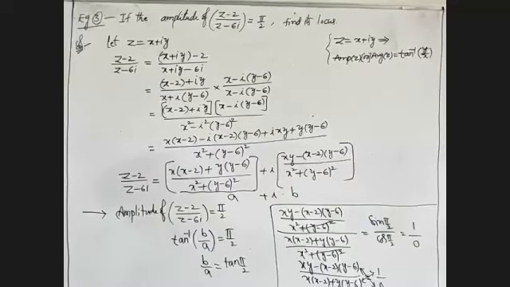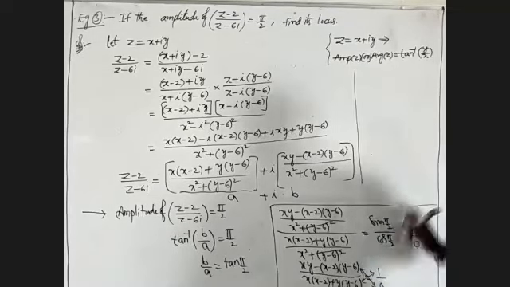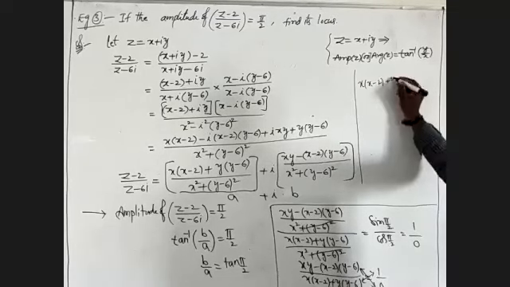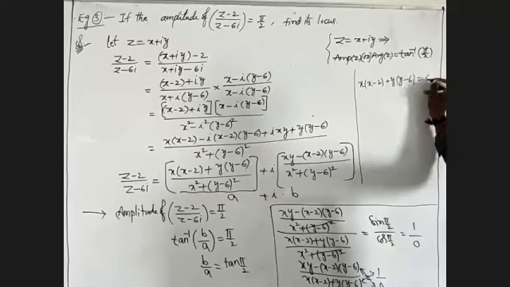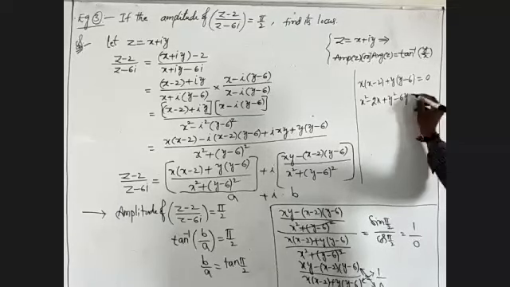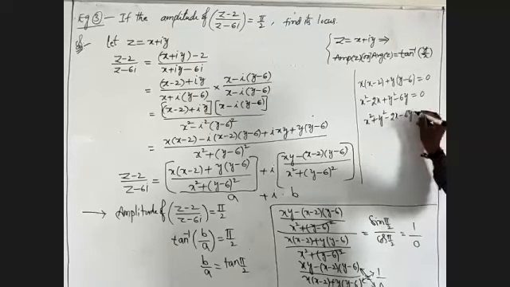We have to compare in this one. 0 into any value is 0. The remaining part I will write as x into x minus 2 plus y into y minus 6 equals 0. That becomes x square minus 2x plus y square minus 6y equals 0, which I write as x square plus y square minus 2x minus 6y equals 0.